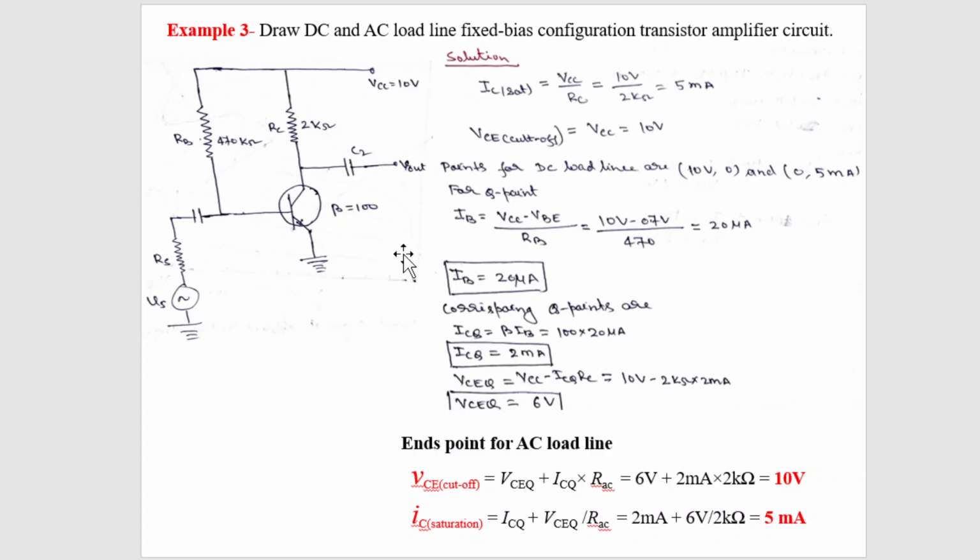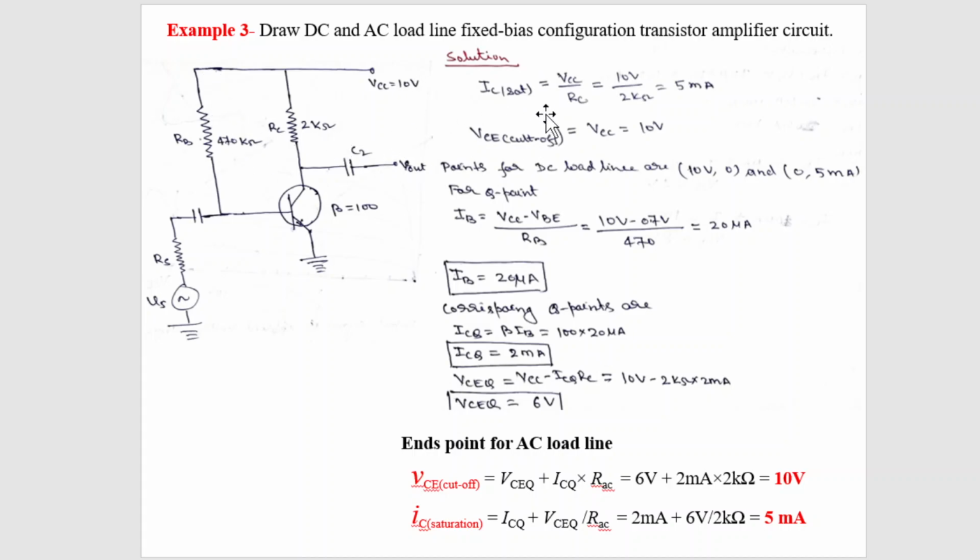In order to draw the AC load line, first we have to draw the DC load line. To draw the DC load line, we have to find the end points: IC saturation and VCE cutoff.